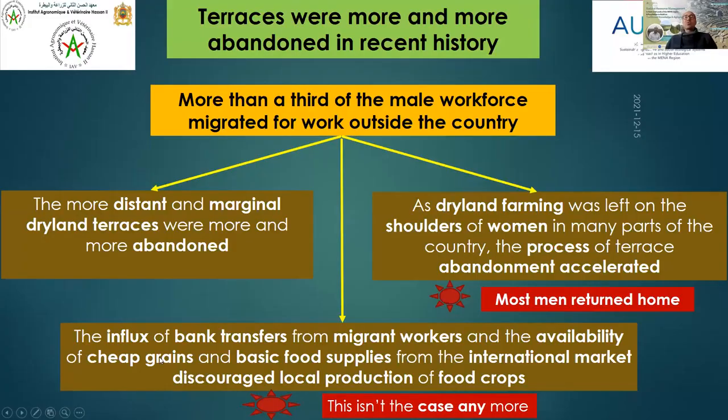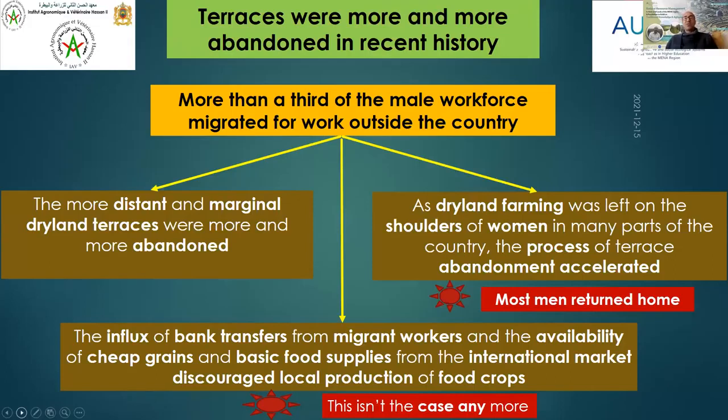Terraces were more and more abandoned in recent history, unfortunately. And we'll see the reasons. More than a third of the male workforce of Yemen migrated for work outside the country, in the Gulf countries. The more distant and marginal dryland terraces were more and more abandoned. So as dryland farming was left on the shoulders of women in many parts of the country, the process of terrace abandonment accelerated even more.